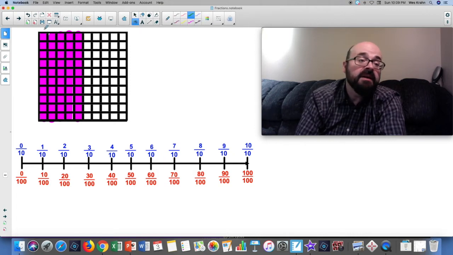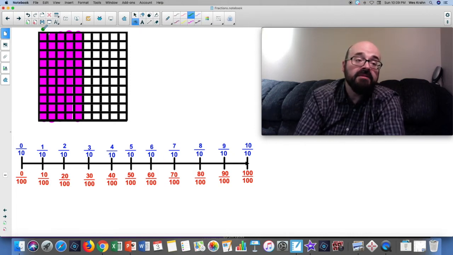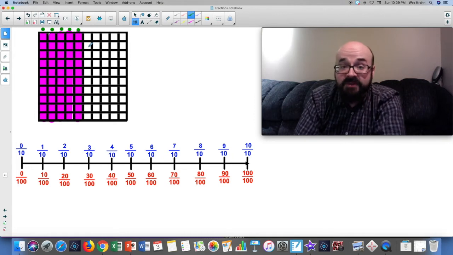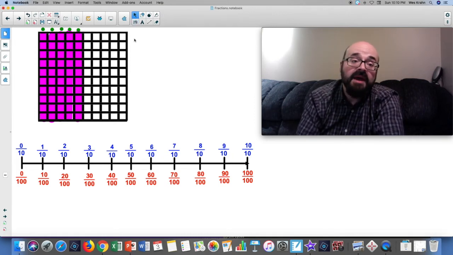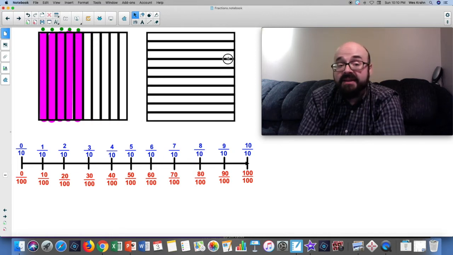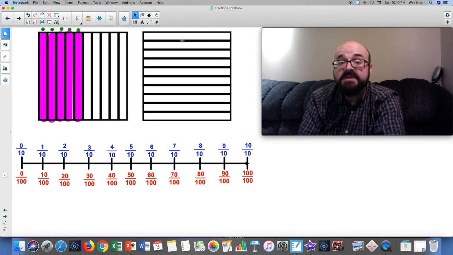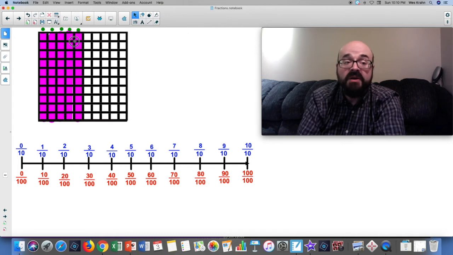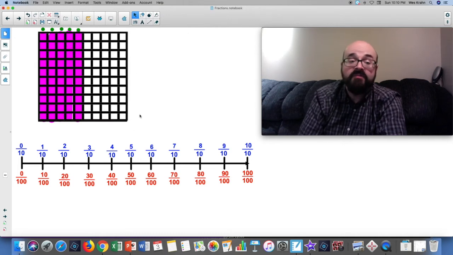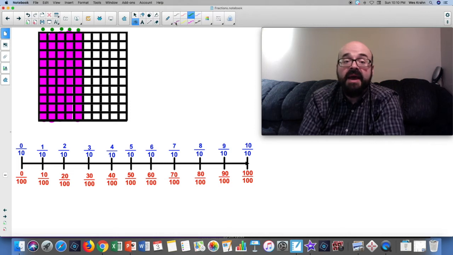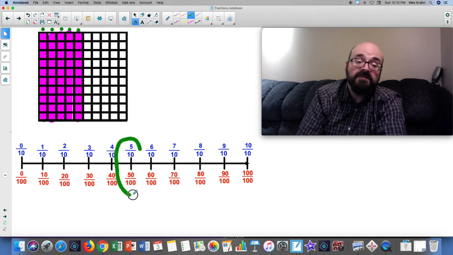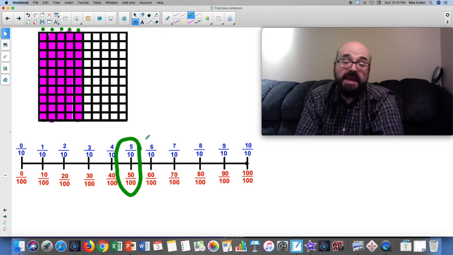I'll use green. I have 1/10 filled in over here, 1/10 filled in over here, 1/10 filled in over here, 1/10 filled in over here, 1/10 filled in over here. Each column would be considered 1/10. And the way that that works for us is that if I take this away, it is still complete tenths, but if I break them up even smaller, they are now also hundredths. So we have both 5 tenths and we have 50 hundredths. Those would be considered the same.